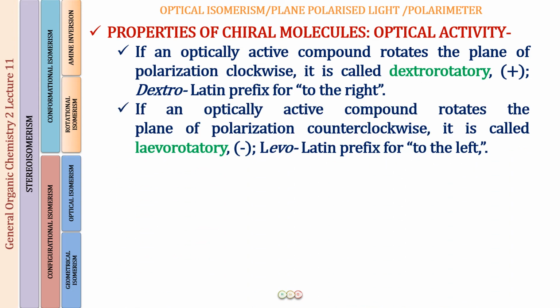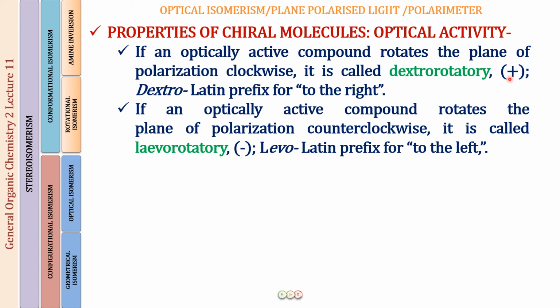Next, we have an optically active compound which rotates the plane of polarization counterclockwise. We will call this compound levorotatory. The symbol that we will use is a minus sign inside the parenthesis. And why do we use levo? Well, it is again a Latin prefix for to the left. So, left rotation is levorotatory and right rotation is dextrorotatory.